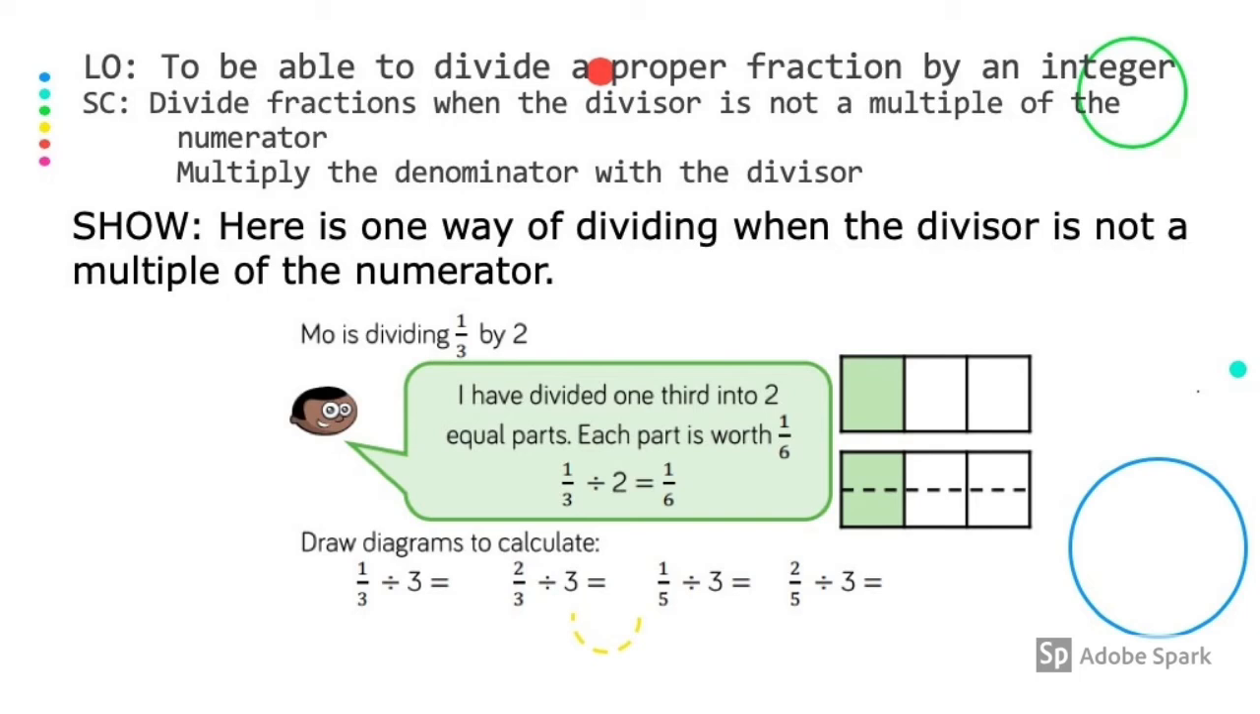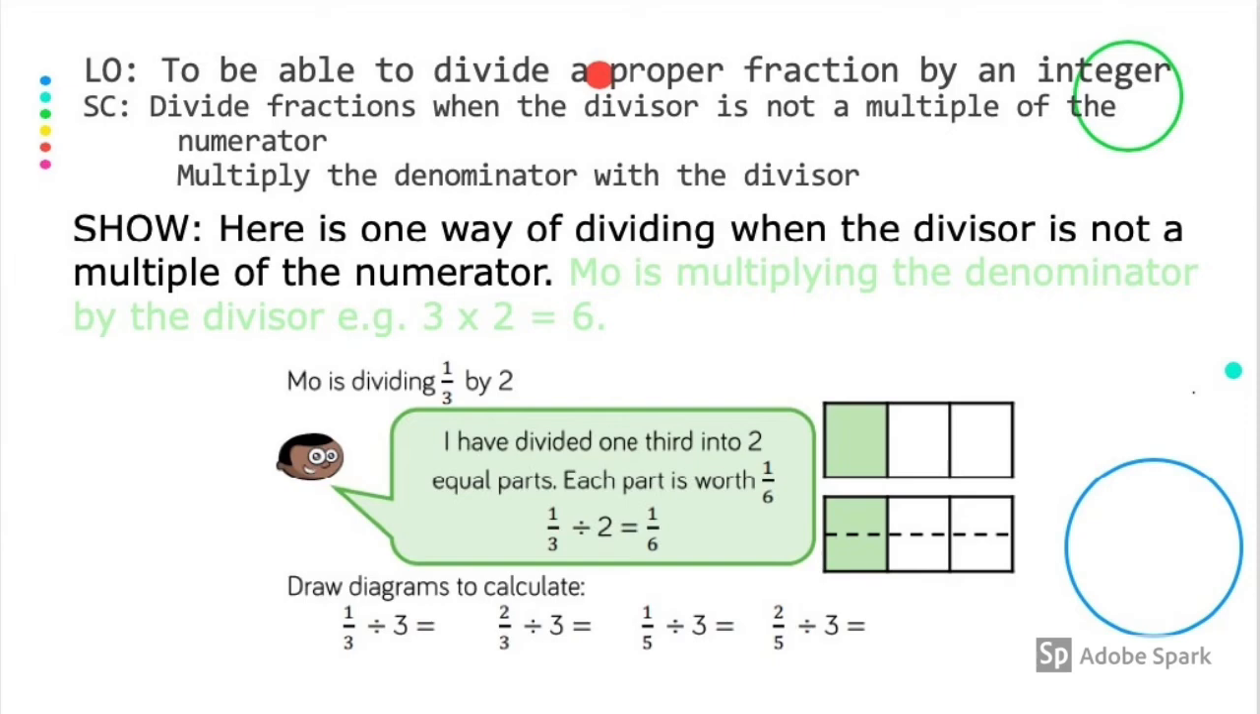Therefore, 1/3 divided by 2 equals 1/6. And you can see these in the bar charts on the side of the screen. Essentially, what Mo does here is he multiplies the denominator by the divisor. So 1/3 divided by 2 is kind of like multiplying the third part by 2 to get 1/6.